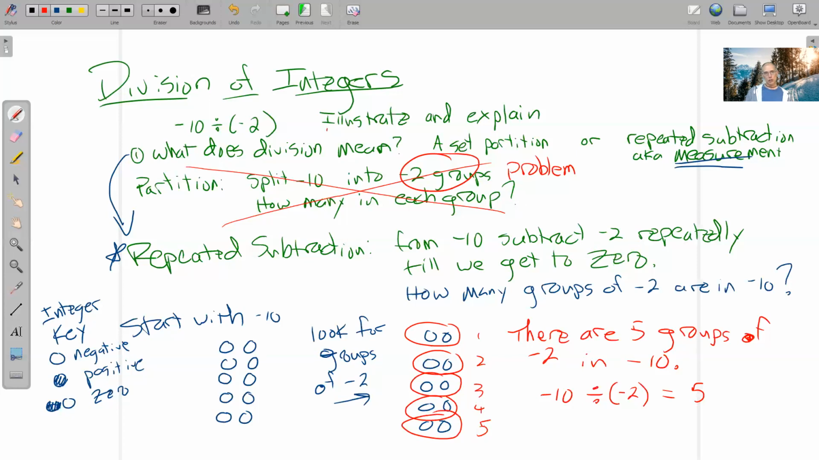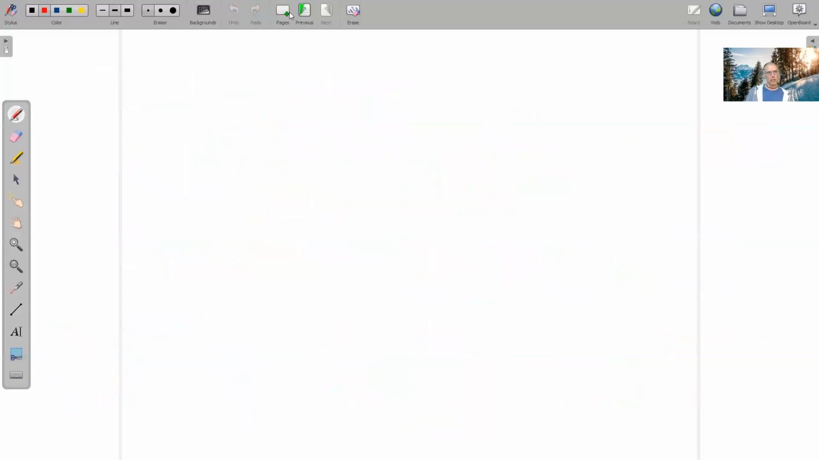And as far as illustrations, these are the main 2 ways to illustrate it. I can illustrate it with sets, or I can illustrate it with subtraction. The other model we had was the missing factor model, but that's not an illustration. So let's just review that for fun. The missing factor model for division. And this was really good for working with 0.